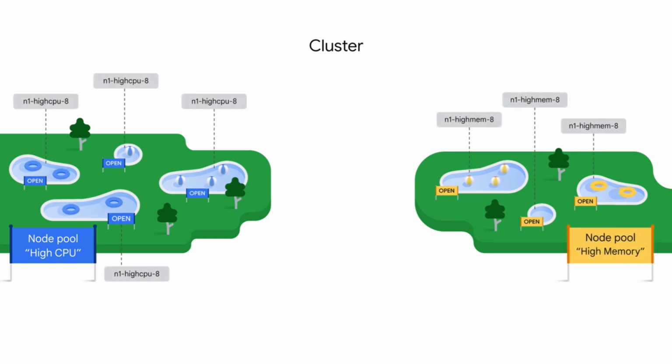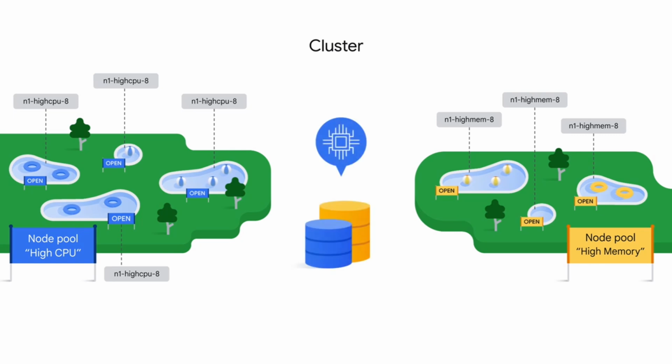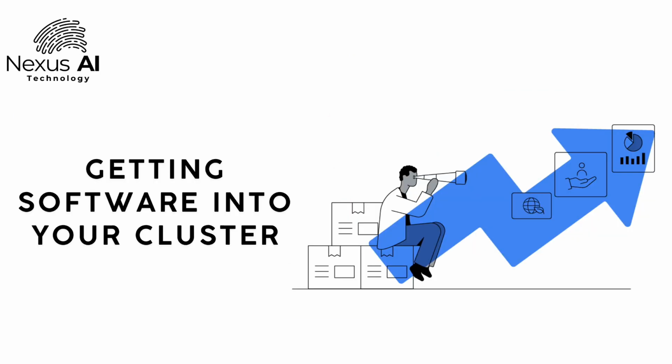GKE automatically labels the nodes in each node pool with the specified name so that node selectors can direct pods to the appropriate nodes. Imagine that a fleet of front-end web servers requires a moderate increase of vCPUs relative to memory. In this case, the node selectors identify nodes with the high CPU name, and GKE will direct those pods to the high CPU node pool.